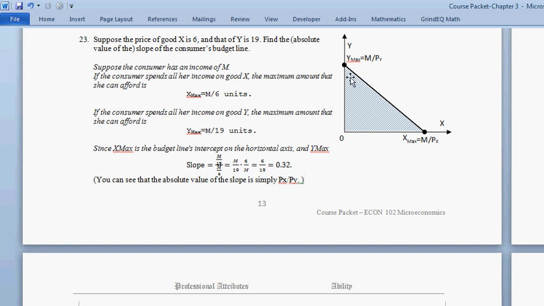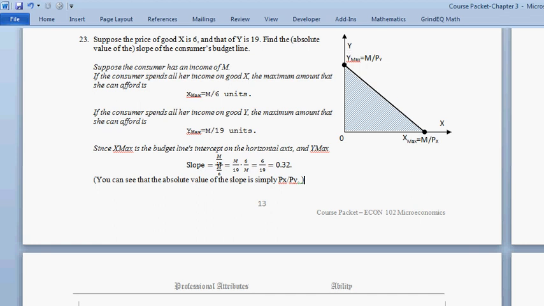Remember that when we are calculating the slope of a budget line, usually we use this approach. We calculate the maximum amount of good X that the consumer can buy and the maximum amount of good Y that the consumer can buy. These two numbers are the intercepts on the horizontal axis and the vertical axis. Then we use the formula rise over run to calculate the slope of the budget line. An important thing that you should keep in mind is that during this whole process, we should use economic terms.